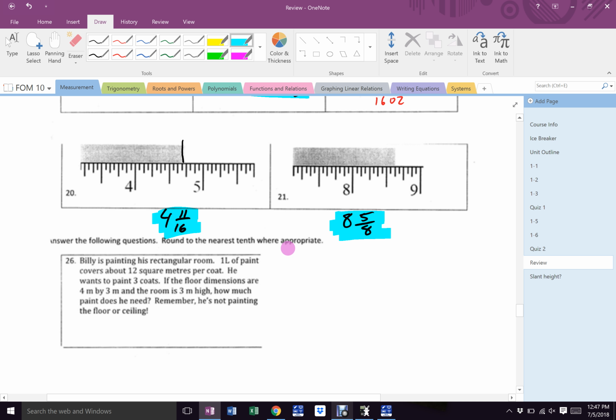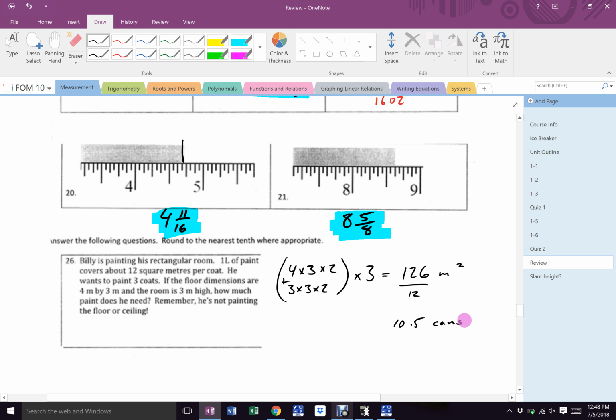So, Billy is painting the walls, which are 4x3x2, because there's 2 walls, 3x3x2, because there's 2 walls, and then all of that needs to be times 3, because he's doing 3 coats. So it is 24 plus 18, which is 42. 42 times 3 is 126 meters squared. 1 liter of paint will do 12 square meters, so I divide by 12, and I get 10.5 cans.